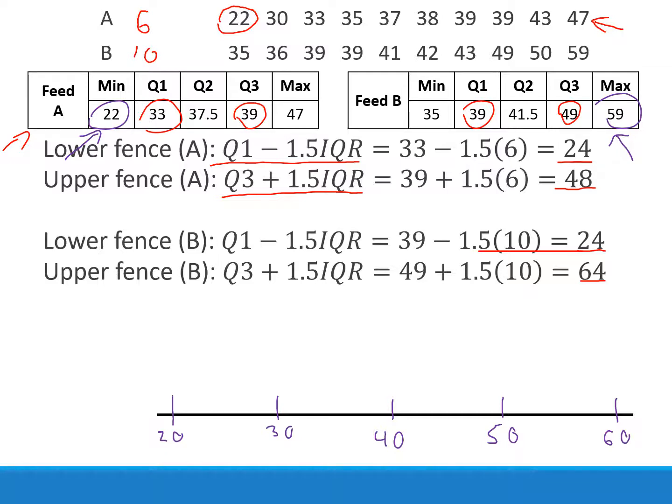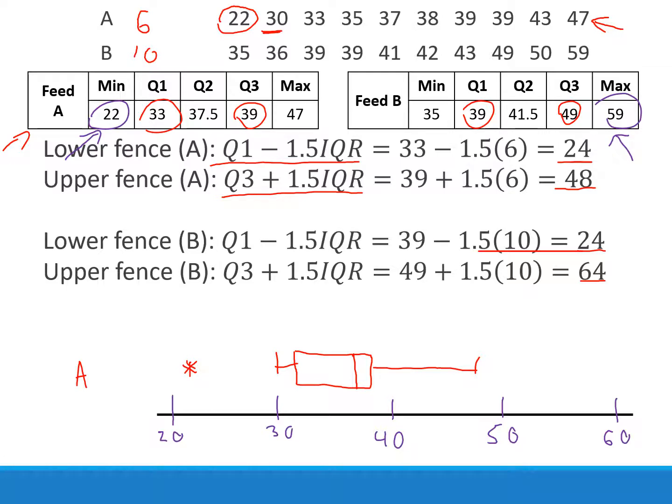All right, now to draw feed A first. We have our box in the middle, which is going to go from 33 to 39. Might be a little short on the 39, but close enough. And then the median at 37.5, which is about there. And then our whisker on the left goes to the smallest number that's not an outlier, so down to 30. And then we have the outlier at 22. Whisker on the high side goes up to 47.